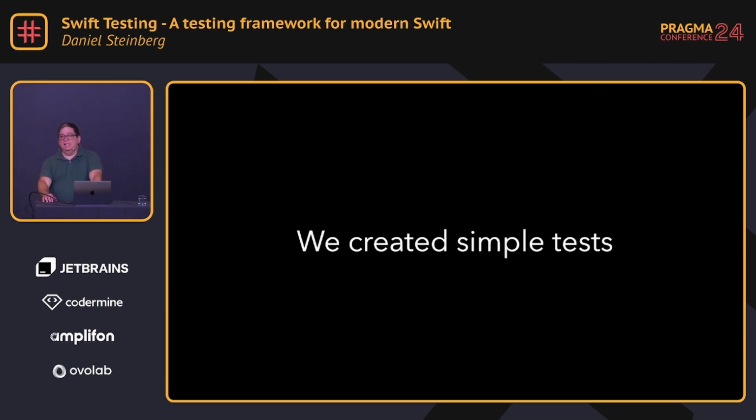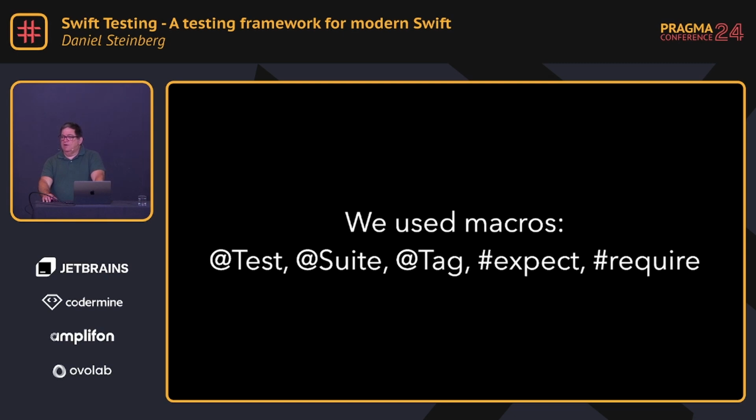We created some simple tests. Along the way, there are a lot of macros. And so this requires Swift 6. The macros we use for @test, @suite, @tag. You saw tags. You create the tags with an @tag. #expect, #require. It's a lot of macros. And if you expand those macros, they aren't interesting in any way.